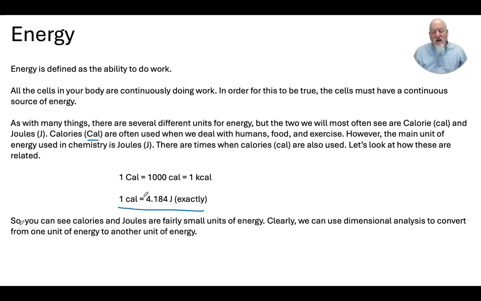A lowercase c calorie or a joule are pretty small amounts of energy, especially when we're talking about the energy that we need to exist. So typically when we're talking about food and things like that, we use the capital C calorie, and that is equal to 1,000 lowercase c calories. So 1 calorie, capital C, is oftentimes referred to as a kilocalorie, lowercase c in that one. I know it's somewhat frustrating, but honestly, we don't tend to use the lowercase calories at all. We're going to use the capital C, and then in science we use joules.